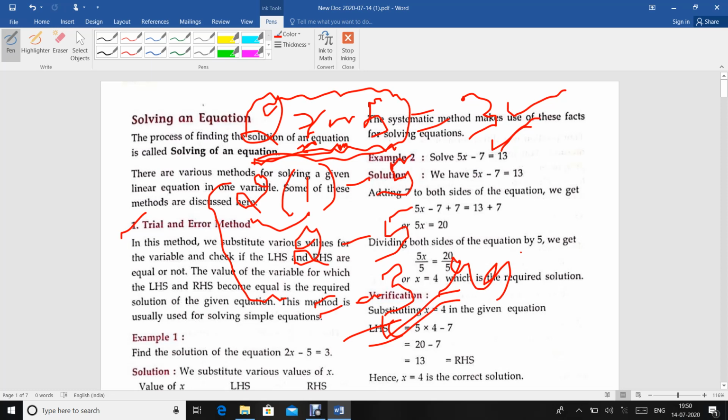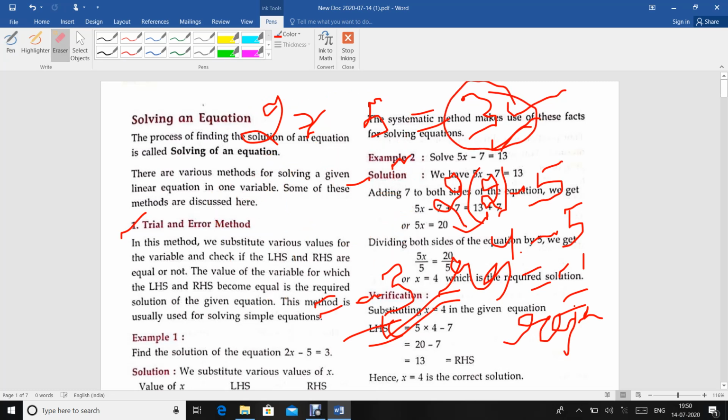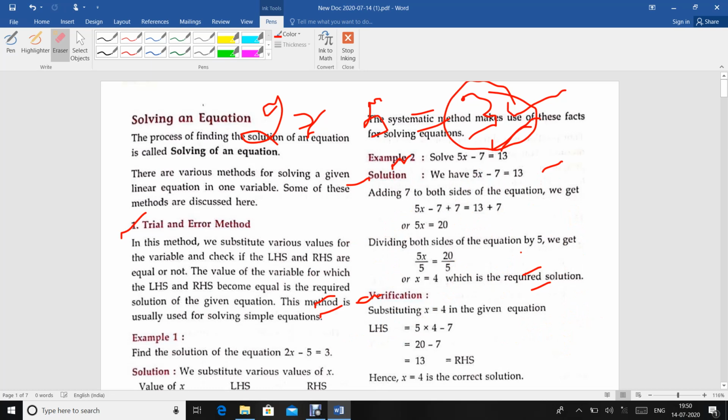If you put 2 at the place of x, then you will get 2 multiplied by 2 minus 5. 2 multiplied by 2 is 4, minus 5 is equal to minus 1, which is not equal to 3. So this value is also rejected. Let us try the next value. The next value is 3. So this time we will put 3 at the place of x.